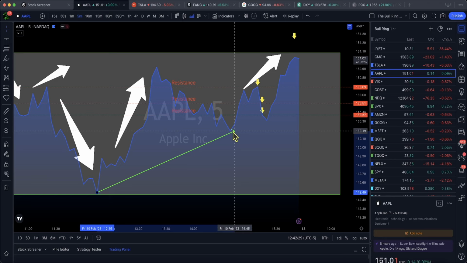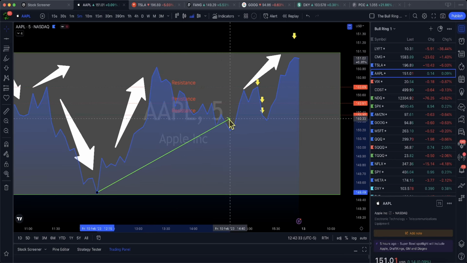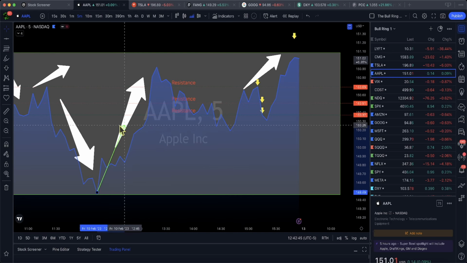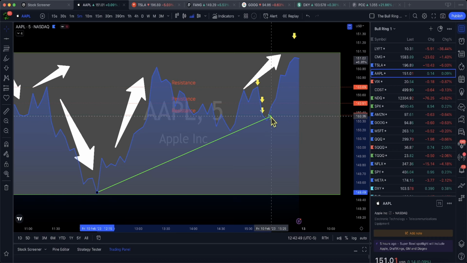So if I'm playing Apple, I'm going to draw my lines. If I'm doing this during the day, I'm personally a swing trader, so I do this on the 1 hour and the 4 hour chart. And I have other indicators that also give me confirmation. But this is how easy it is to enter or exit a trade.